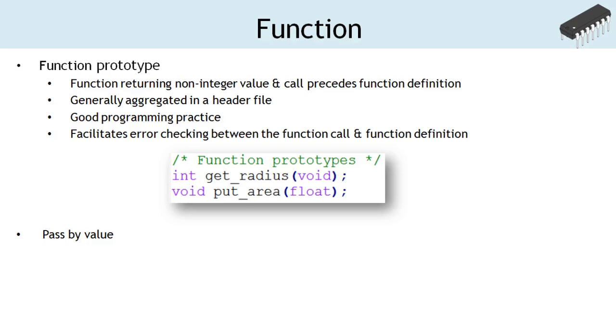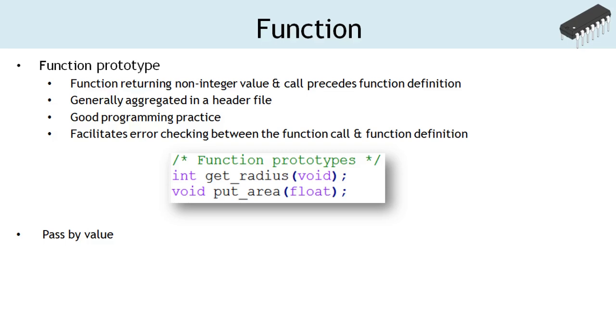If functions are being provided as a library, the function prototypes are aggregated in the corresponding header file, and the file is included in C files where the function is being called from. The code snippet shows an example of function prototypes for the functions get_radius and put_area.